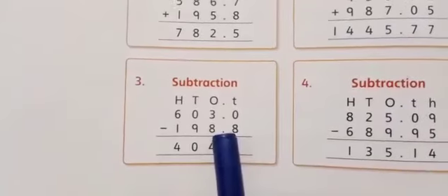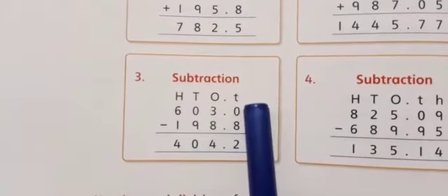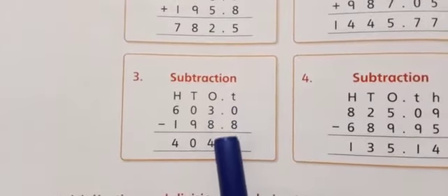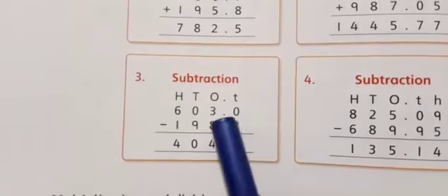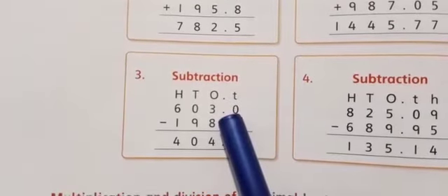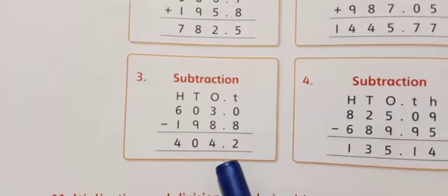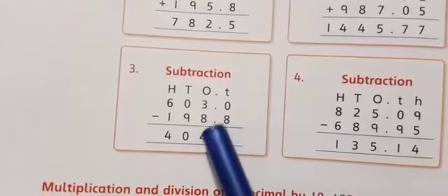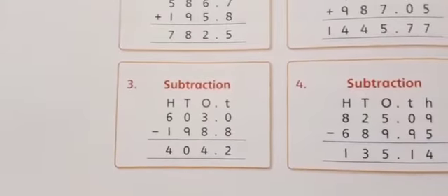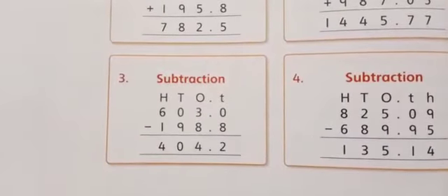In the subtraction, we also have to see that the decimal point should be under the same column. We cannot do this that one point is here and one is here. No, all the points should be in the same column. Okay, and then we can add or subtract like we are doing with the whole numbers.